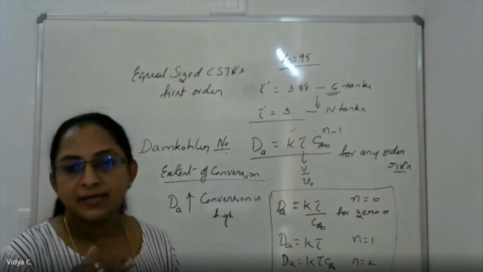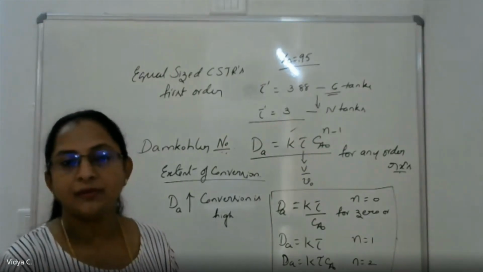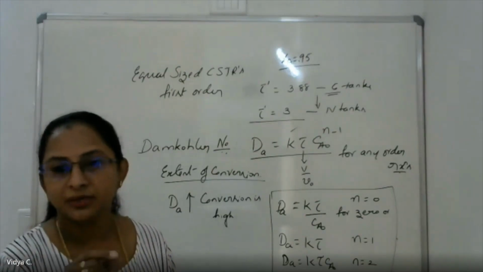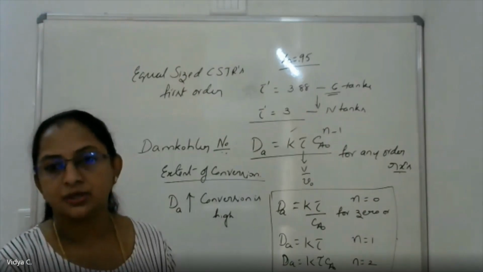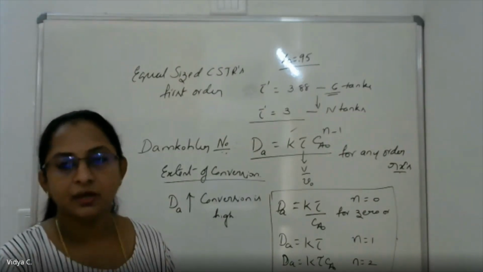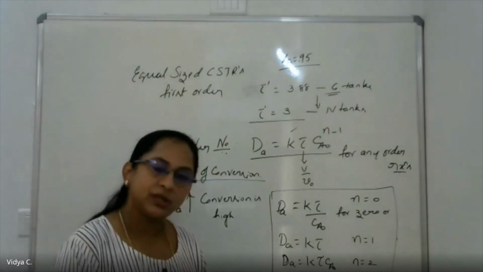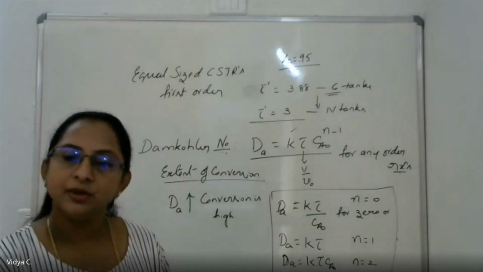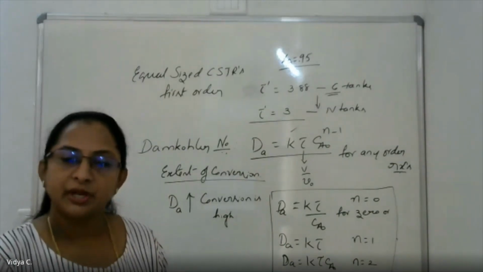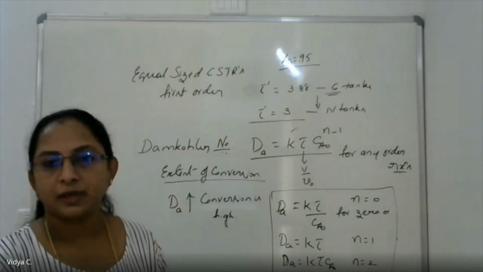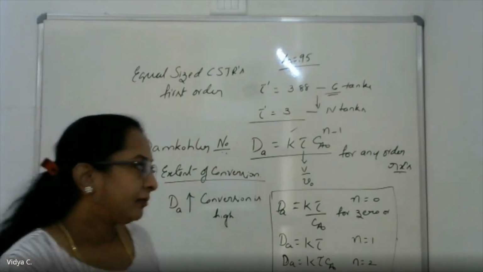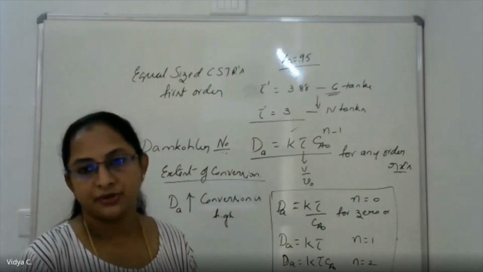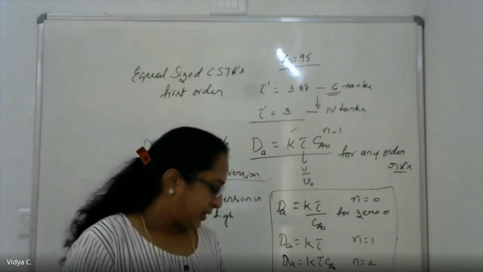Then for orders less than one, MFR will be better. So for lesser conversion, if the conversion is around 30%, 40%, then it is better to use CSTR. And if n is equal to 0, we saw that the volume of MFR and PFR are the same. So whichever reactor we use, PFR or CSTR, both can be used. Then what did we say? For n is equal to 1, we also proved PFR is more efficient.